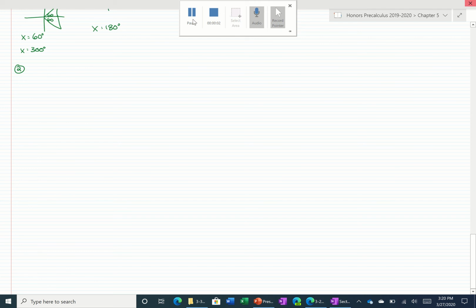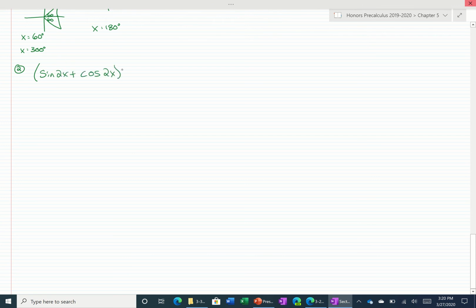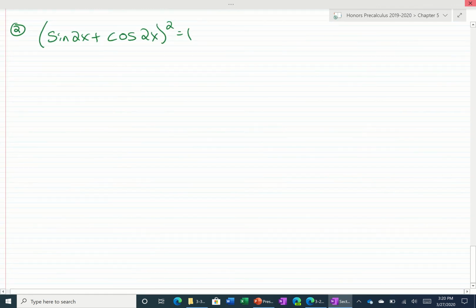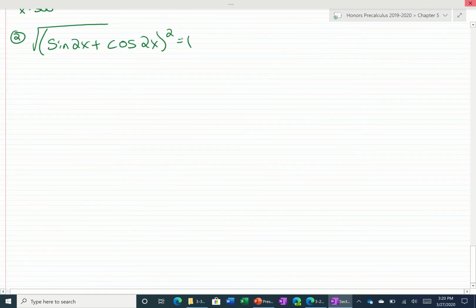Okay, so number 2 in the homework, it says we have (sine of 2x plus cosine of 2x) squared is equal to 1. So what I'm going to do here is just get rid of that squared right away. Take the square root. Whenever you take the square root of something squared, it turns into absolute value. Absolute value will turn into plus or minus 1.